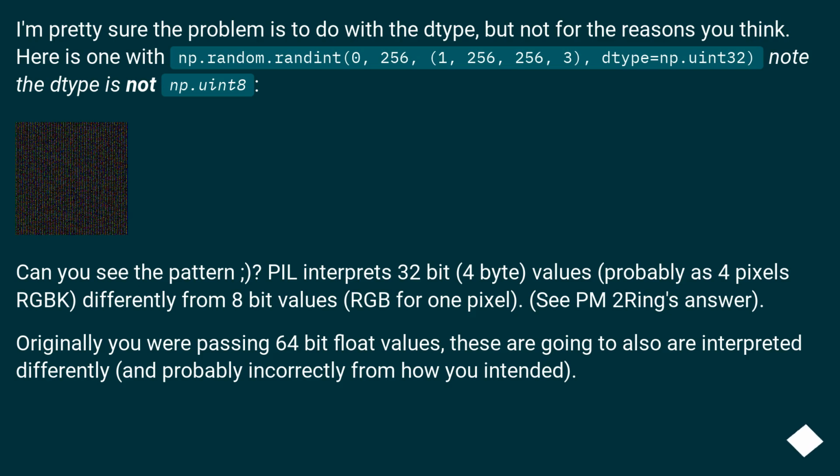Here is one with np.random.randint(0, 256, (1, 256, 256, 3), dtype=np.uint32). Note the dtype is not np.uint8. Can you see the pattern? PIL interprets 32-bit, 4-byte values, probably as 4 pixels RGBK, differently from 8-bit values, RGB for 1 pixel. As in the answer, originally you were passing 64-bit float values. These are going to also be interpreted differently, and probably incorrectly from how you intended.